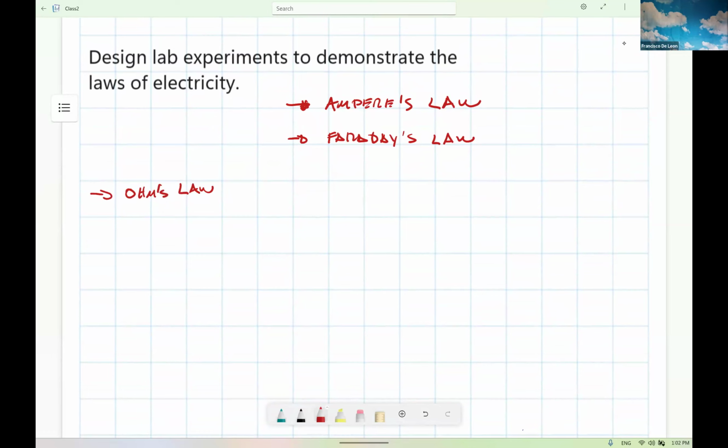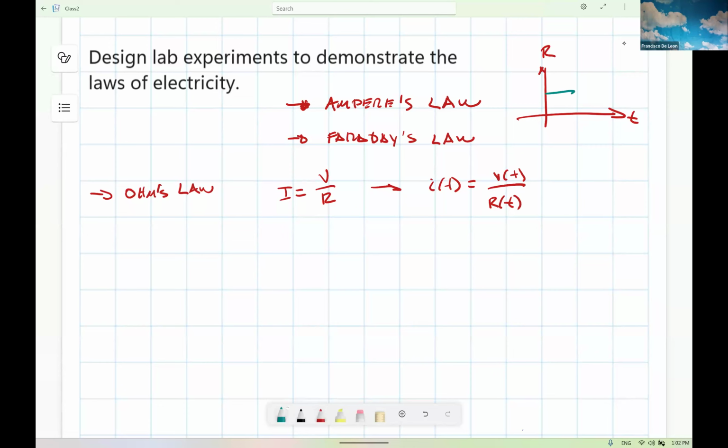Ohm's law, we know exactly that the current is the voltage divided by resistance, but it's more general than that. The current as a function of time is equal to the voltage as a function of time over the resistance as a function of time. So even if we have a resistor that changes, for example, right? We have, I don't know, this would be the value of the resistor with time. Even if we have a resistor that at some point has discontinuities, the law will still apply.